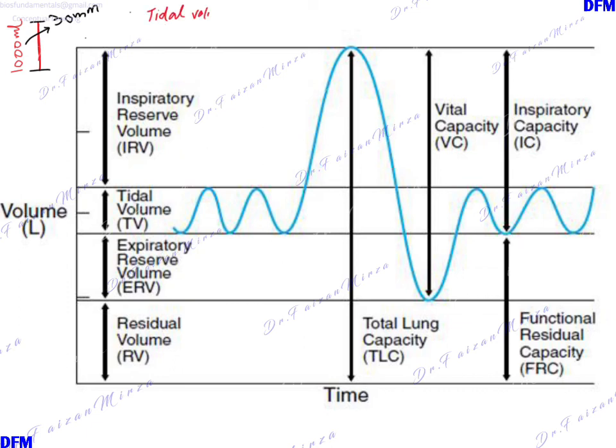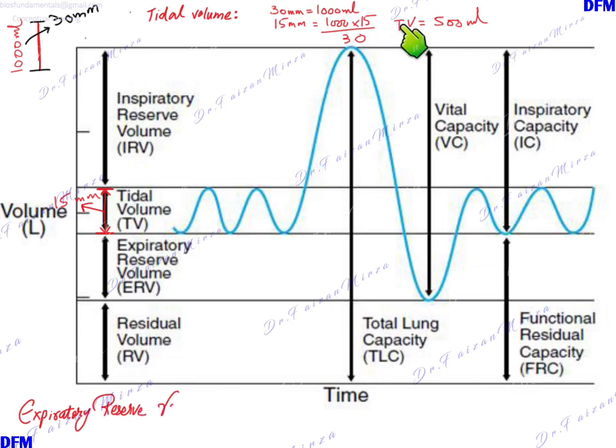What I need to do is calculate all the volumes using the same standard. So for example, calculating tidal volume, I'll measure the tidal volume using this region between these parts. If it's 15 millimeter, I'll use my standard which I have mentioned here to calculate the volume of the tidal part. So 30 millimeter is equal to 1000 ml. So 15 millimeter would be, you just apply a simple ratio method to calculate tidal volume.